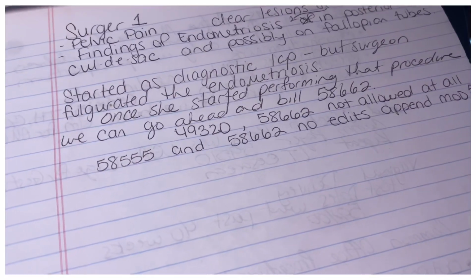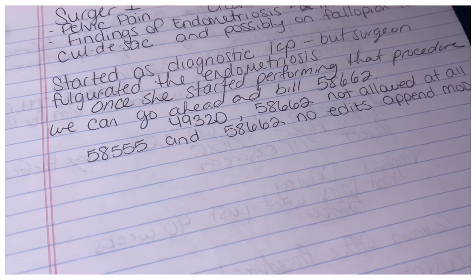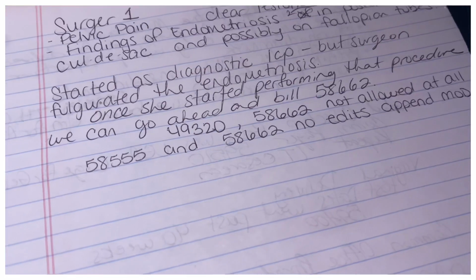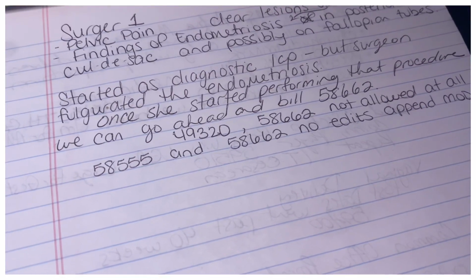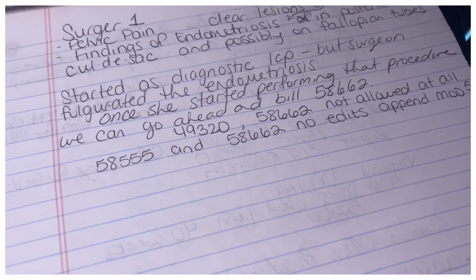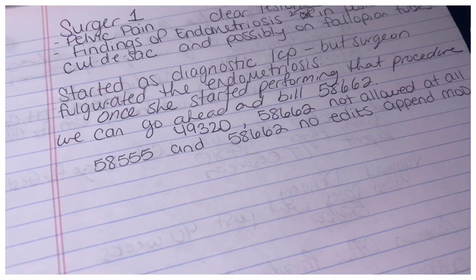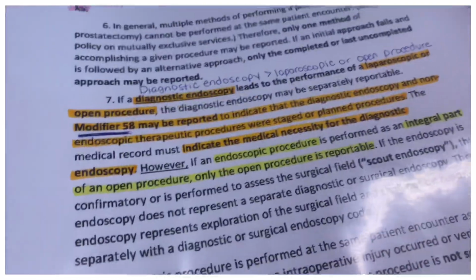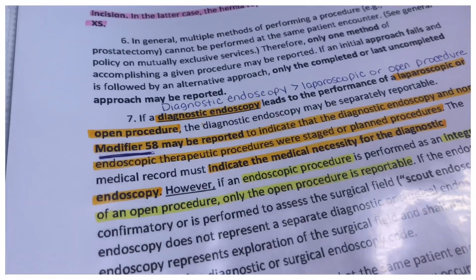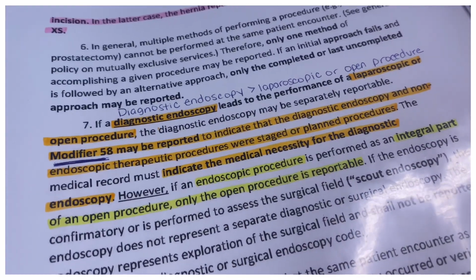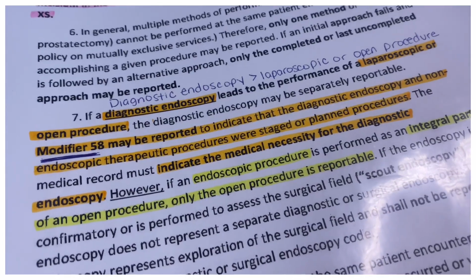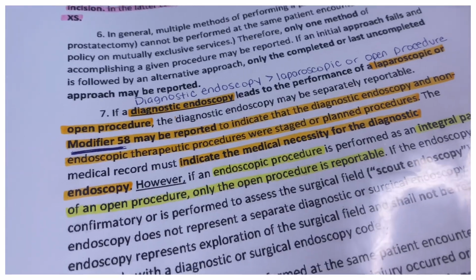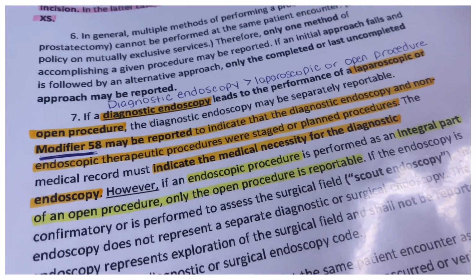However, if we had a diagnostic hysteroscopy, which is the 58555, and then we did the fulguration of endometriosis laparoscopically, you can add a modifier and you would be able to bill 58555 with modifier 58, which it says right here. Modifier 58 may be reported to indicate that the diagnostic endoscopy and non-endoscopy therapeutic procedure were staged or planned procedures. The medical record must indicate the medical necessity for the diagnostic endoscopy.